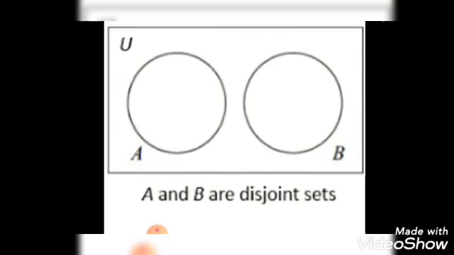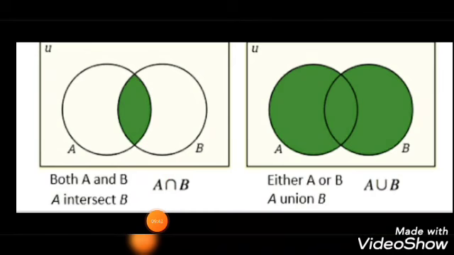Next, intersection of sets. What is the intersection of sets? The common elements. See in the Venn diagram, there are two sets A and B. In the common part, it is colored green. So in the middle of the two sets there is green color, which shows the intersection of sets. Next, union of sets. Union of sets means sets A and B both combined. Both full sets combined is called the union of sets.